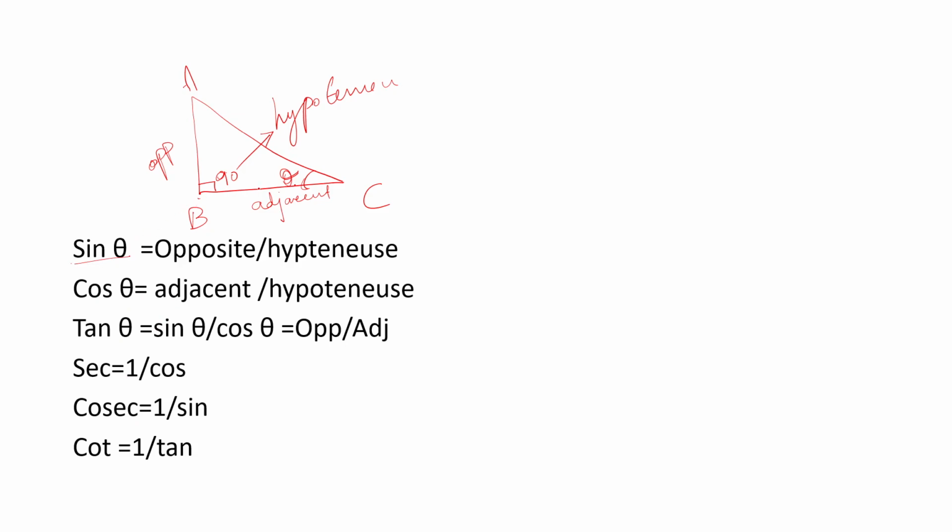What is sine theta? Sine of this angle theta. Sine theta is opposite by hypotenuse, which is equal to AB by AC, and cos theta is adjacent by hypotenuse, and tan theta is sine by cos, that is this by this. So this becomes AB by BC, which is nothing but opposite by adjacent.